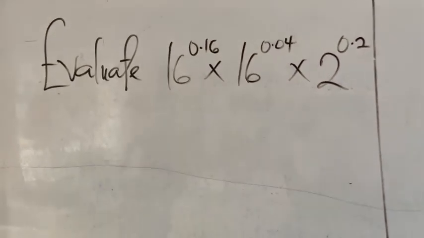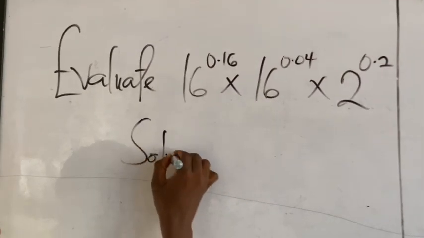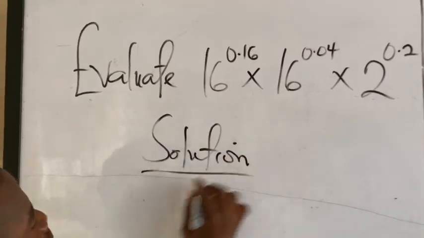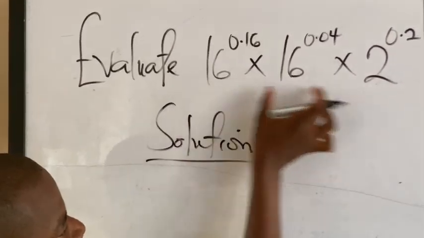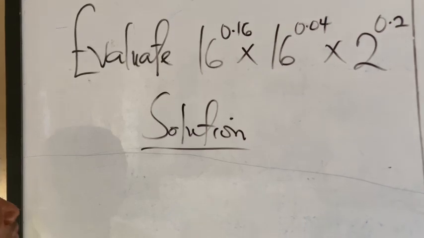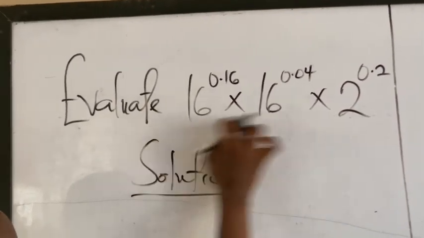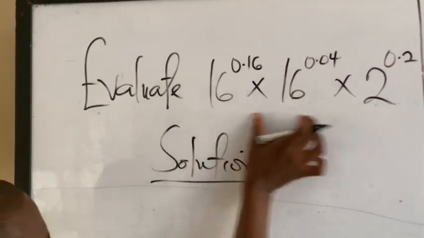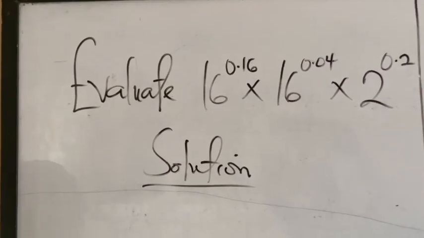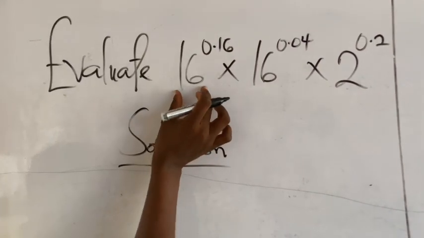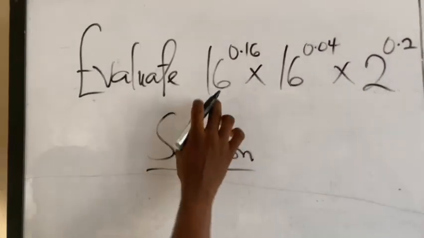Okay, now let's get started. How do we go about this? Solution. The only way to get through to this is to make this to have a common base. This is base 16, base 16, base 2. So you can see that they are not common. So you have to make them have the same base. And the only way we can make them have the same base is to convert this base and this base to base 2.